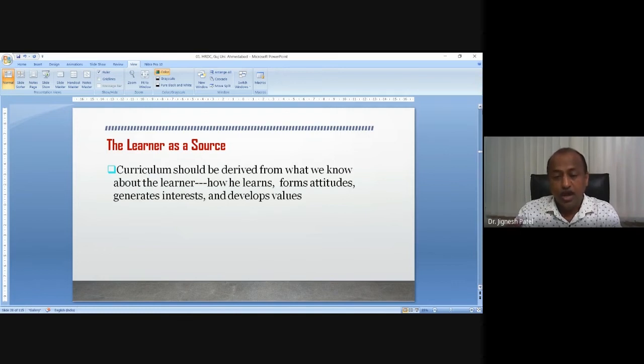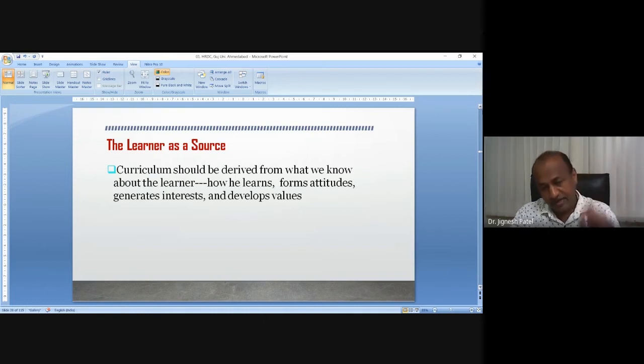Then forms attitude: how the attitudes of the learners are, whether they have an attitude of learning or not. If not, then how can we generate the attitude that they are ready to learn? In the same way, generate interest: whether they are interested at present or not. If they are not interested, how can I create an atmosphere in which they are interested? And lastly, develop values. Nowadays we are talking too much about values and value erosion. So how we can instill values in the learner should also be focused on while thinking about the learner as a source of the curriculum framework.